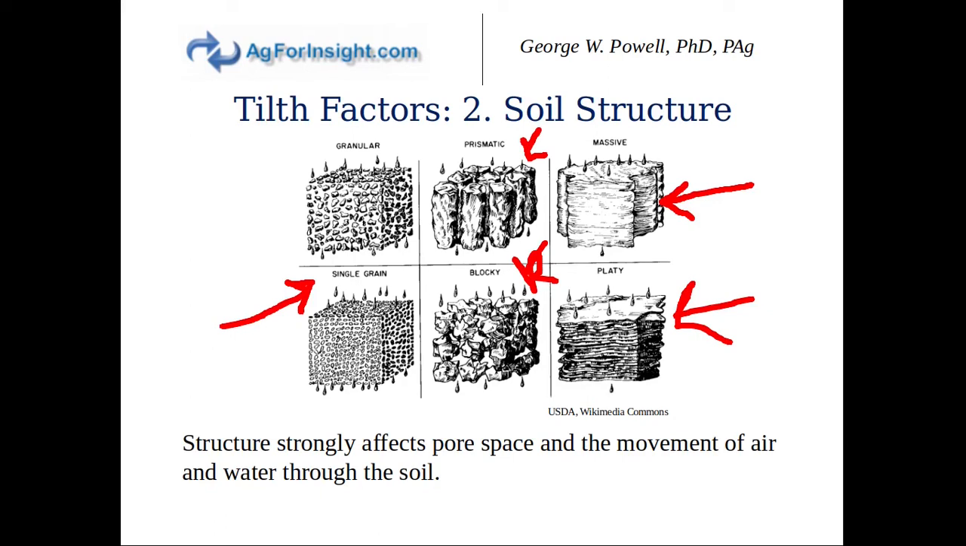There's large space between large particles, but they don't form into aggregates. So you're missing those small, medium-sized pores that would retain water. The ideal, and what we're working towards in building tilth, is a granular structure. Here you've got a variety of pore space. It allows good water penetration and good water retention. So structure is strongly affected by pore space, and that in turn affects the movement of air and water through your soil.